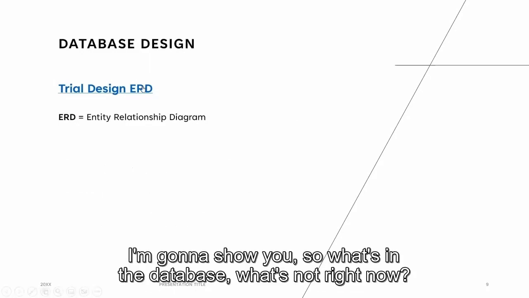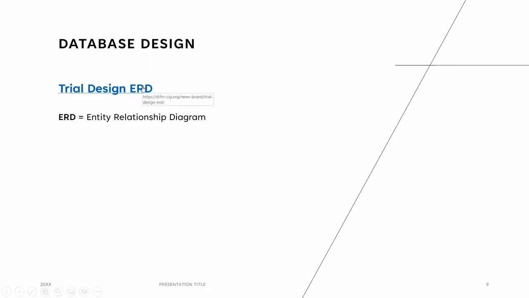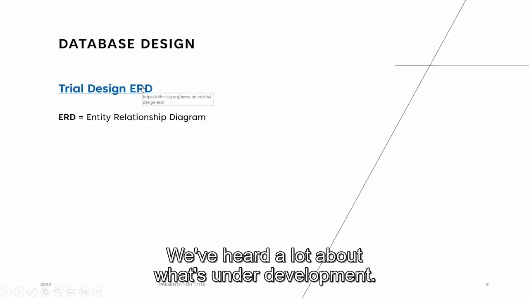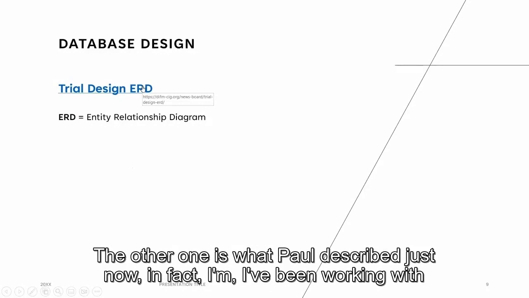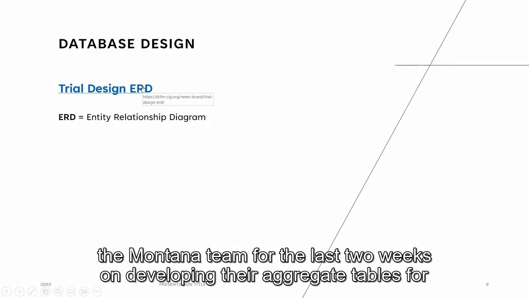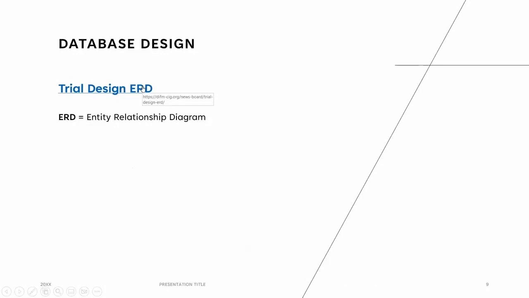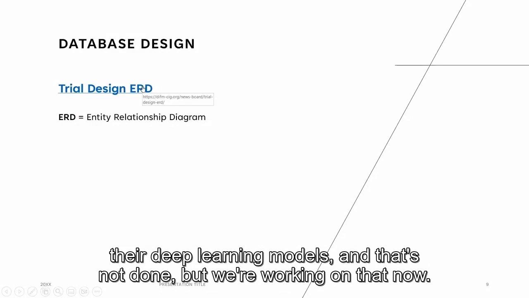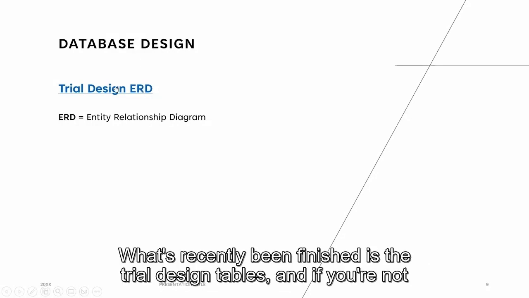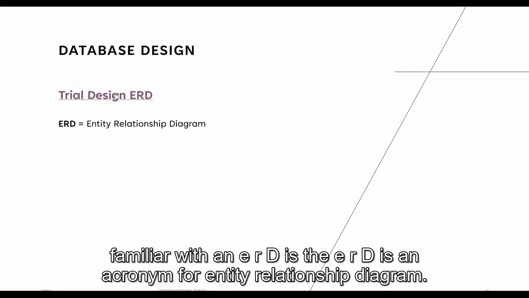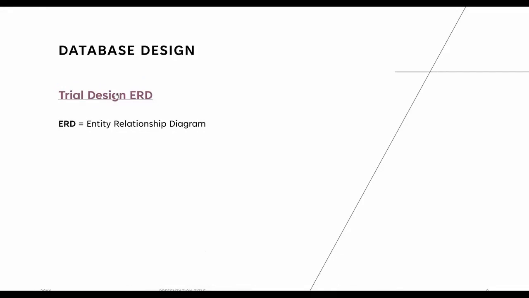I'm going to show you what's in the database and what's not right now. We've heard a lot about what's under development. One of those things is trial design. The other one is what Paul described just now. In fact, I've been working with the Montana team for the last 2 weeks on developing their aggregate tables for their deep learning models. And that's not done, but we're working on that now. What's recently been finished is the trial design tables. And if you're not familiar with what an ERD is, ERD is an acronym for Entity Relationship Diagram.